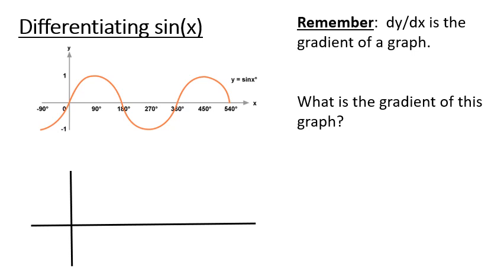I've just gone from 0 to 540. Obviously I could have gone on further. And underneath, I'm going to try and draw a graph of what the gradient is doing, because remember that when you differentiate, that's what you're doing. You're finding the gradient. So underneath, I'm going to try and draw a graph of what the gradient of this sine curve is doing. So I'm just going to mark off some numbers, some reference points.